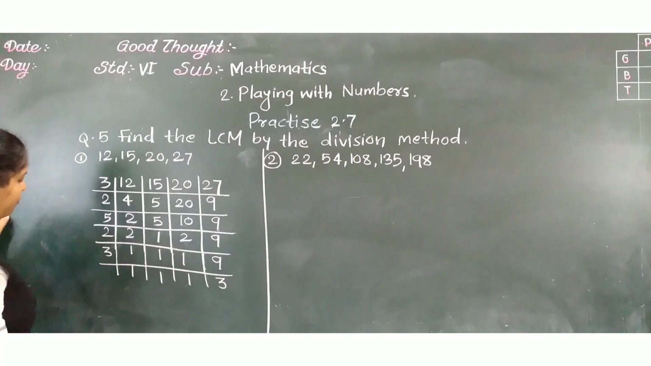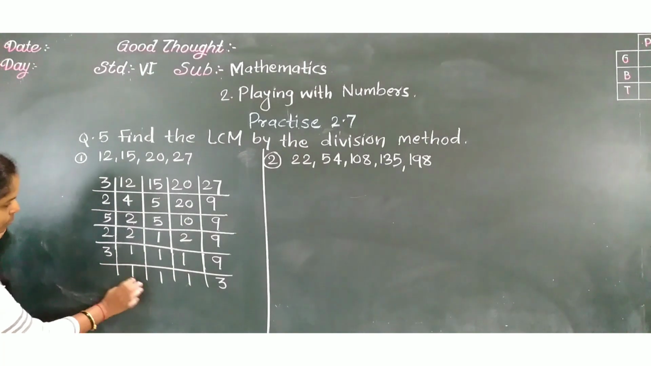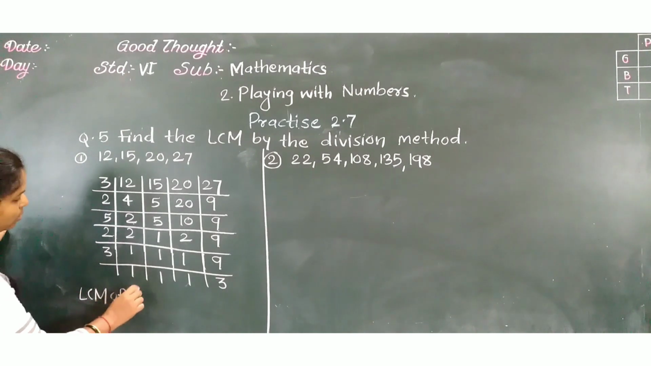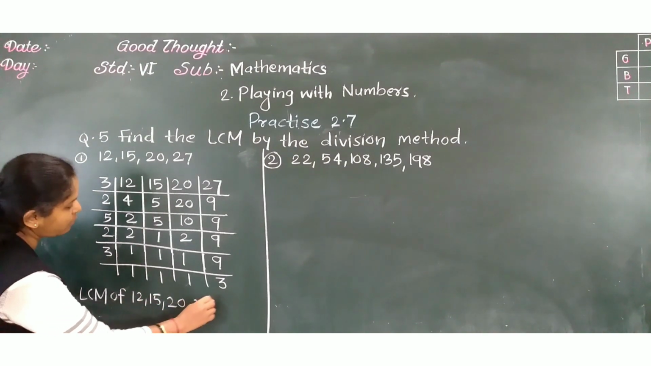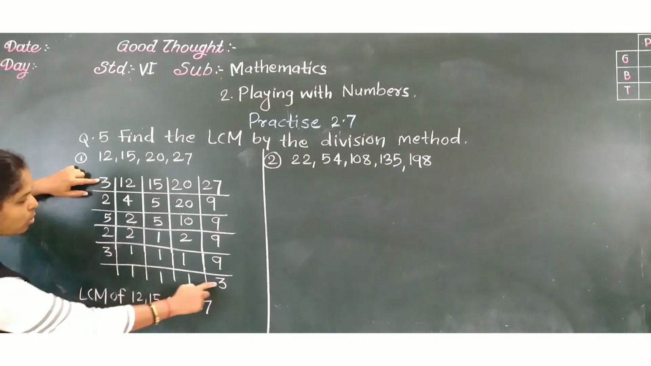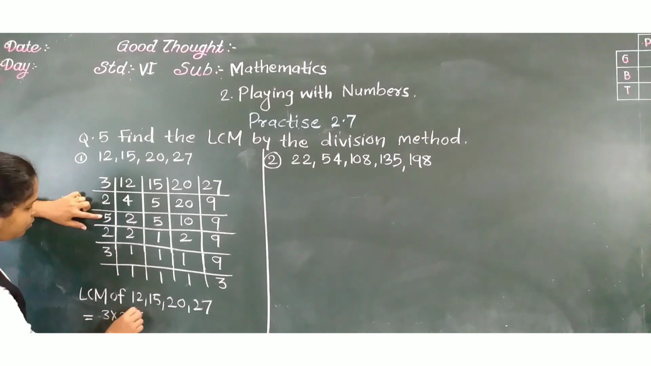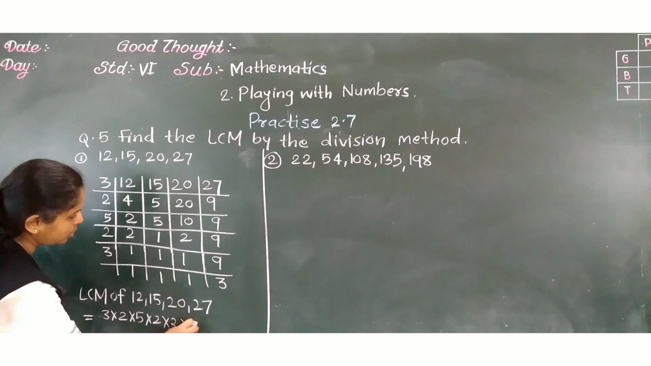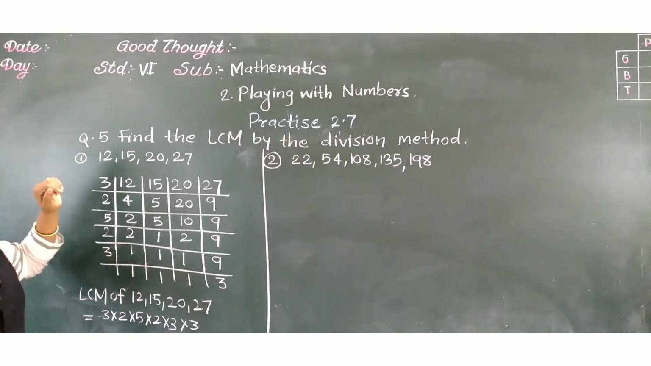Now therefore LCM of 12, 15, 20, 27 is equal to what we have to do? We have to multiply all these numbers. 3 into 2 into 5 into 2 into 3 into 3. Got it?